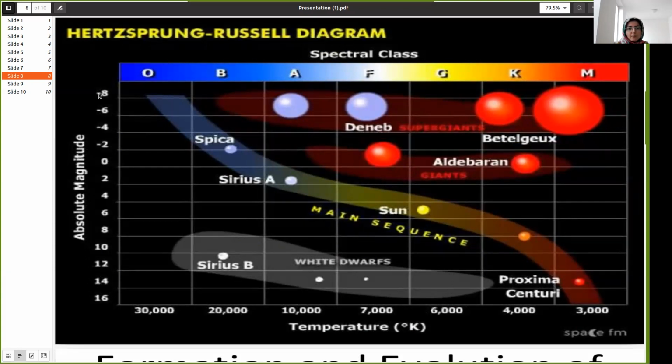For example, -8 is 2.5 times brighter than -6, and -6 is 2.5 times brighter than -4, and so on. So a magnitude of plus 16 is very, very low, and we cannot see that star with our naked eyes. For example, a magnitude of -6 we can see with our naked eyes, perfectly. But with a magnitude of 8 or 10, or even 6 in megacities, we cannot see those stars.